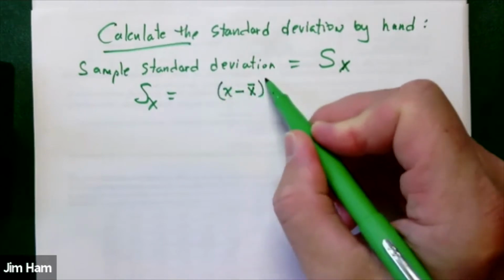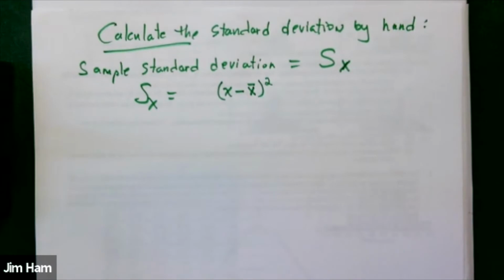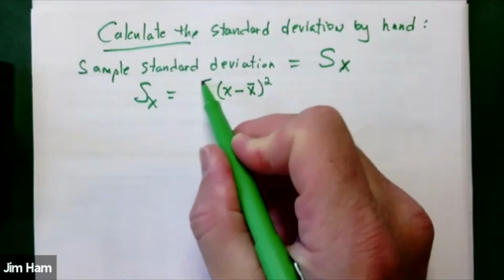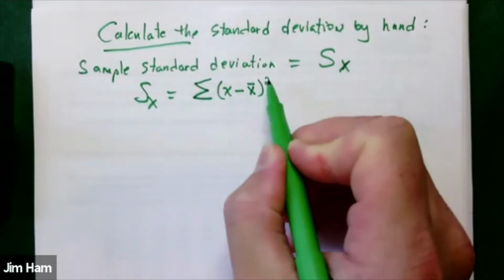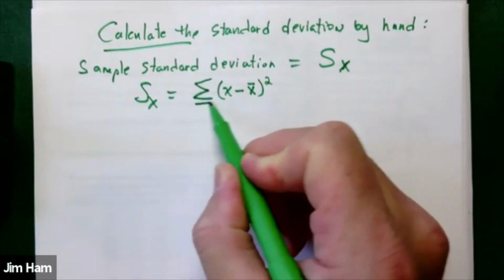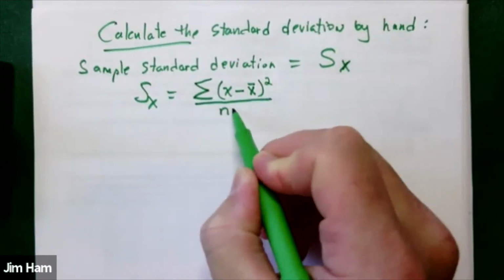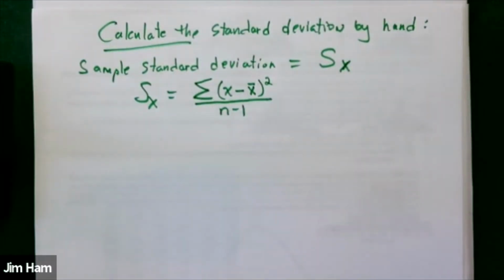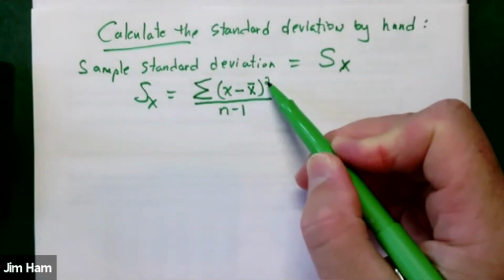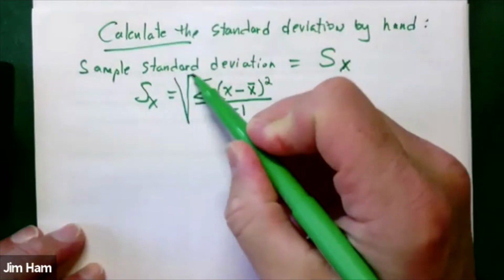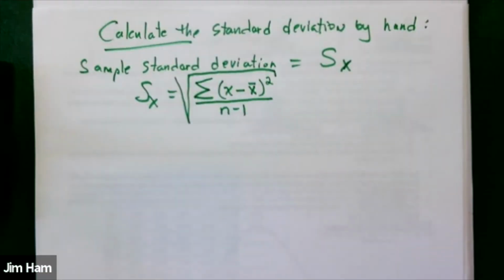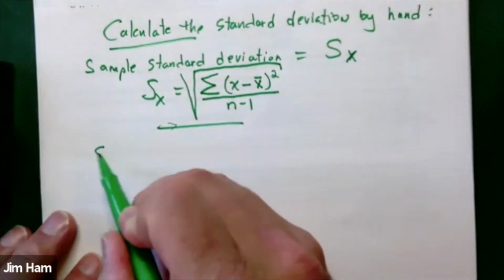So we do know in mathematics that if we square numbers, they all become positive. We're going to sum up all those squared deviations and then divide by 1 less than the sample size. Then to undo the squaring that we did here, we're going to take the square root. It's a very messy formula. I'm going to show you how to calculate it by hand with one of our data sets.